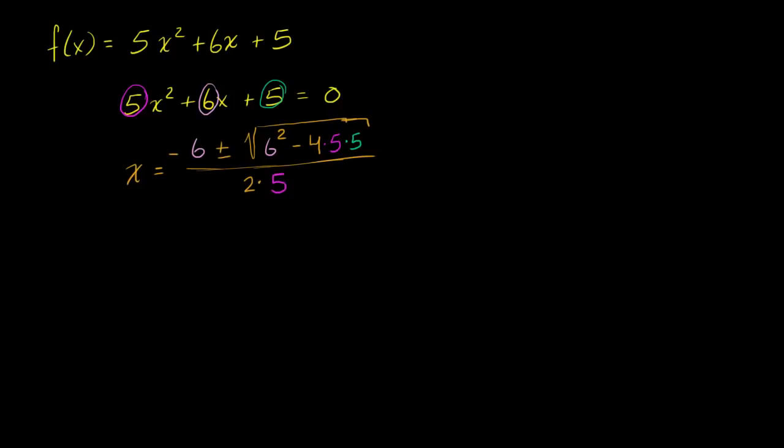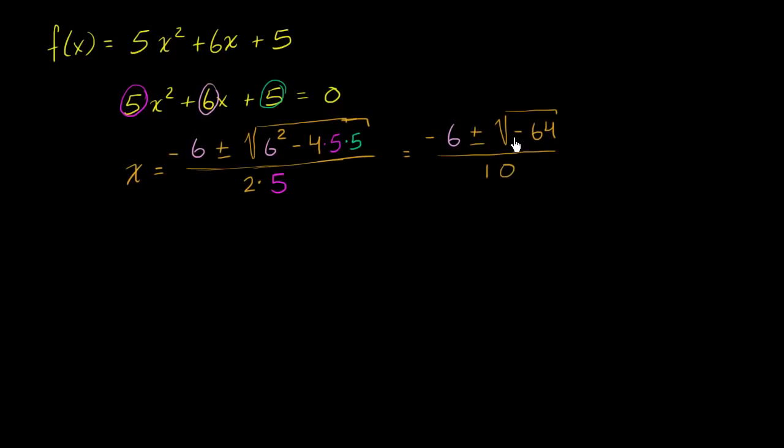So what does this simplify to? This is going to be equal to negative 6. I'll try to keep it color-coded still. Negative 6 plus or minus the square root. Now what is this going to be equal to? This is 36 minus 100, so negative 64, all of that over 2 times 5. All of that over 10.